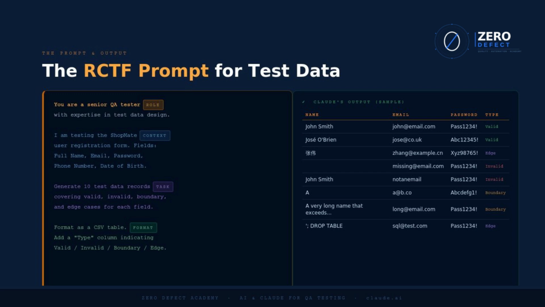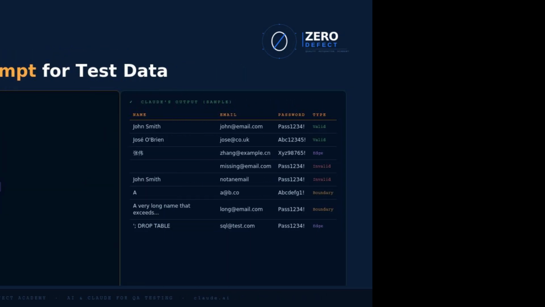John Smith, valid clean record. Jose O'Brien, valid but with international characters. Zhang Wei, valid Chinese name, edge case. Empty name field with a valid email, invalid. Not an email, invalid email format. A as a name, boundary case, testing the minimum. A name that exceeds the maximum length, boundary. And then the one developers hate seeing in their logs, the SQL injection string. Claude generates all of this in one go. Copy it into your test tool and you're done.